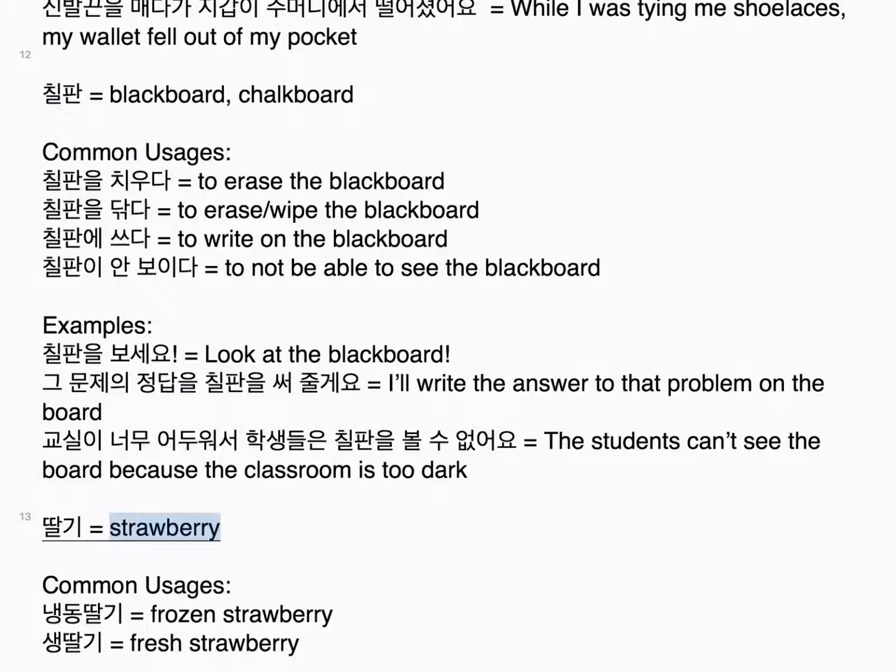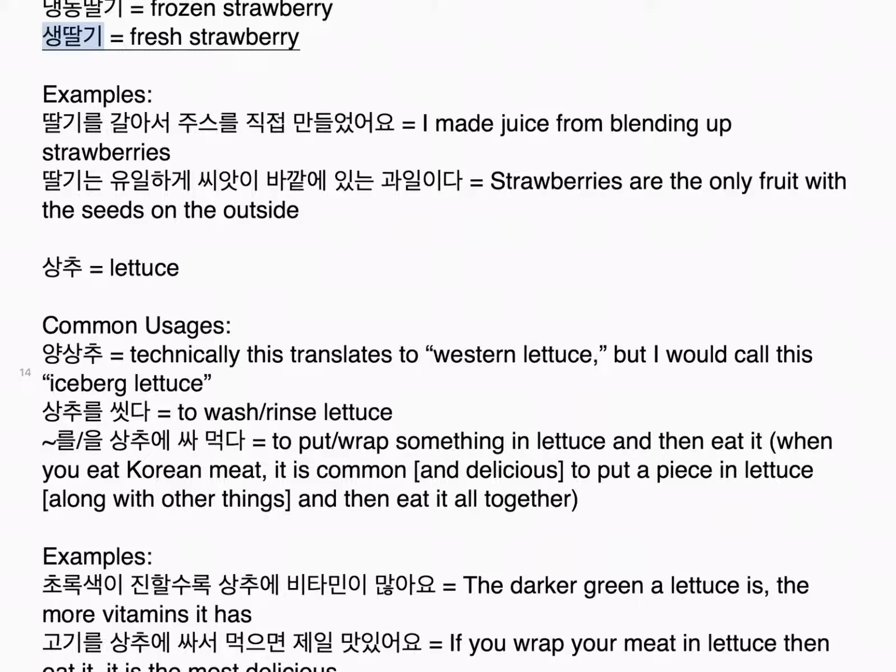딸기 equals strawberry. Common usages. 냉동 딸기 equals frozen strawberry. 생딸기 equals fresh strawberry. Examples. 딸기를 갈아서 주스를 직접 만들었어요. I made juice from blending up strawberries. 딸기는 유일하게 씨앗이 바깥에 있는 과일이다. Strawberries are the only fruit with the seeds on the outside.